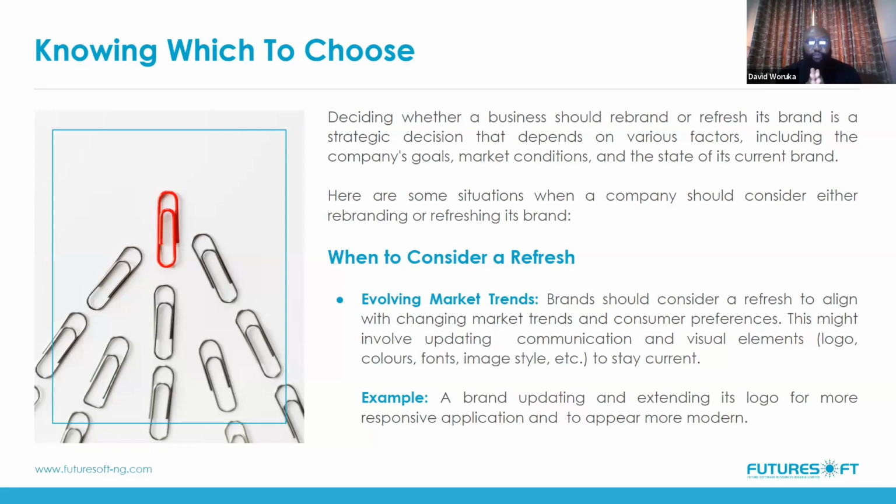So one is evolving market trends. When you talk about market trends, I've given a very good example with Google, and like I stated here, as an example, a brand updating and extending its logo for more responsive application and to appear more modern, more interactive, more responsive. The case of Google can explain that in detail. But brands should consider a refresh to align with market trends and consumer preferences, updating communication, visual elements, your logo, color, image, and style to stay current.